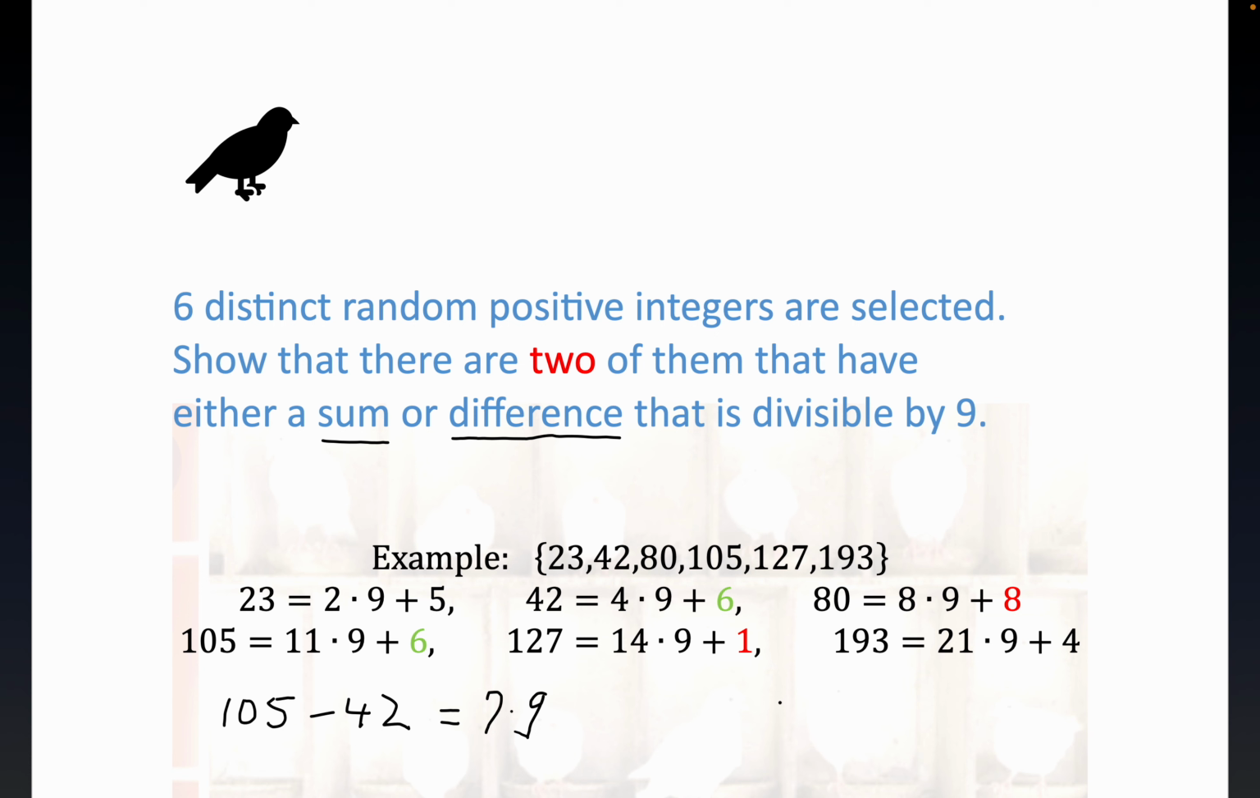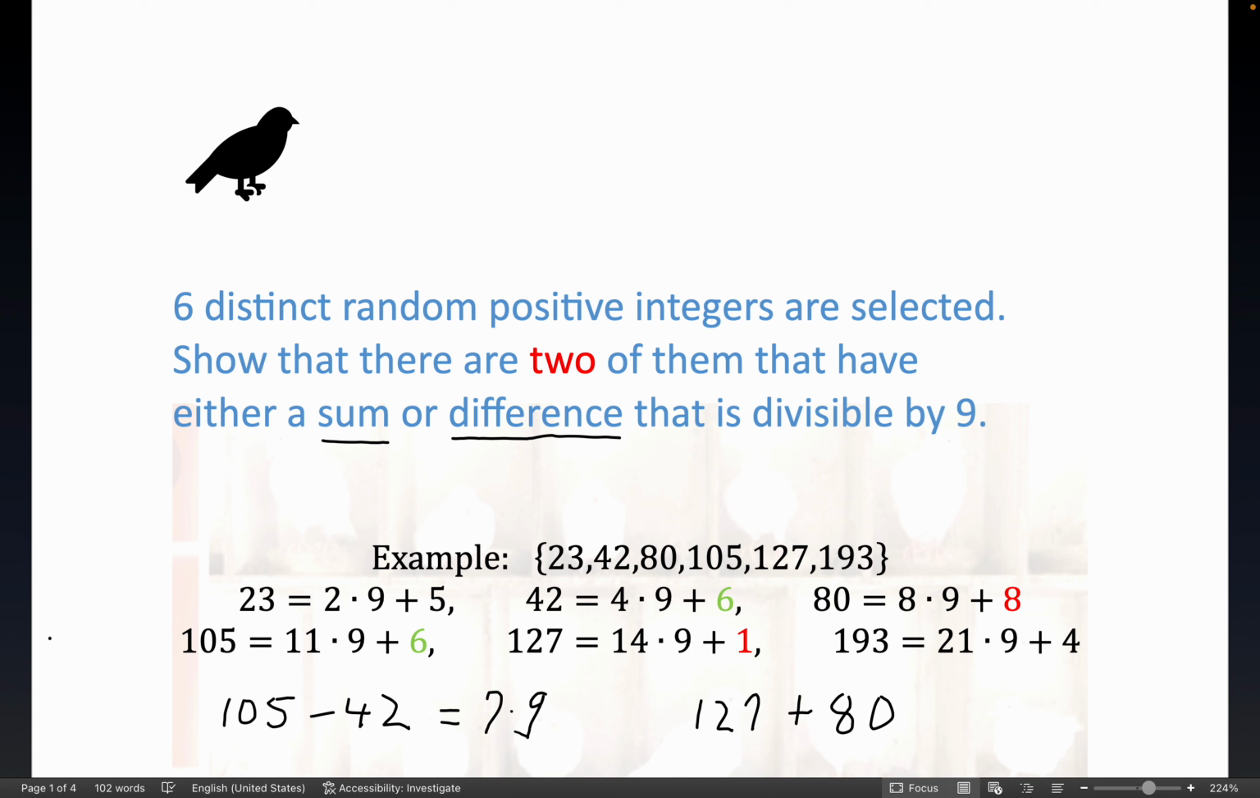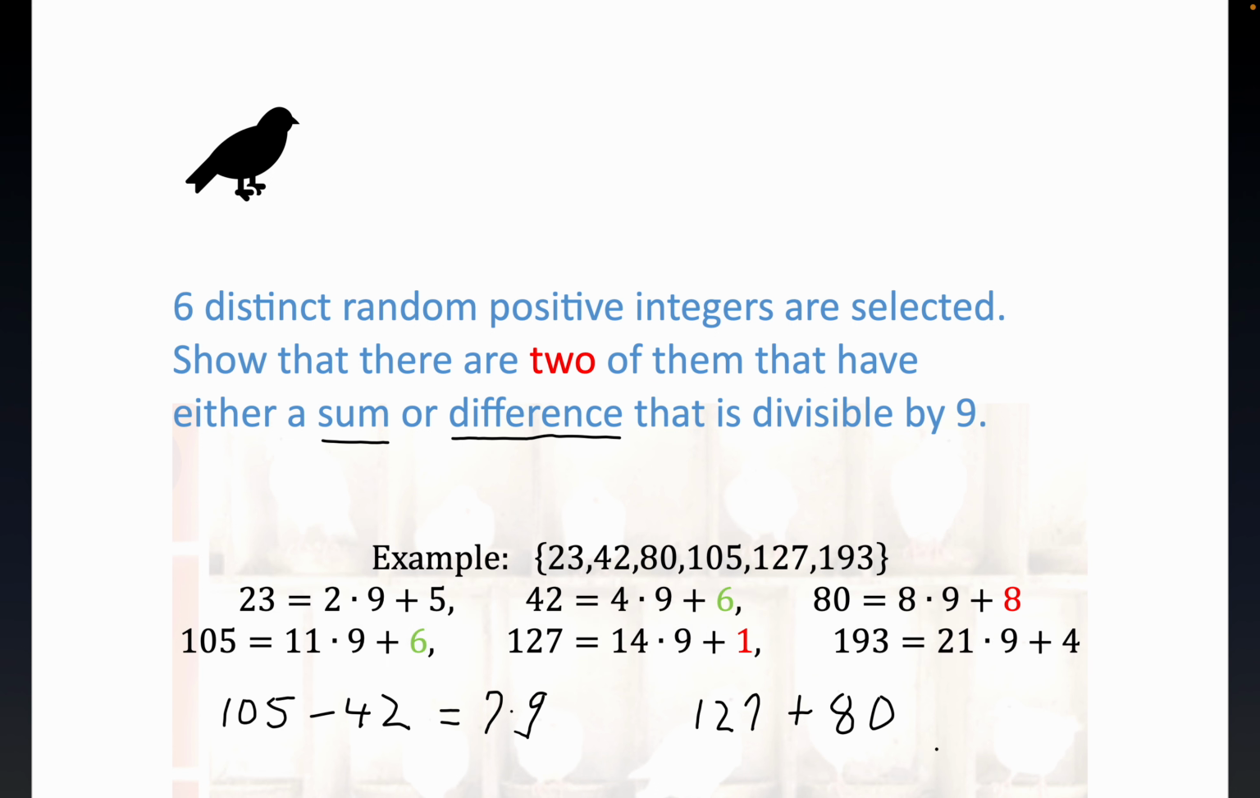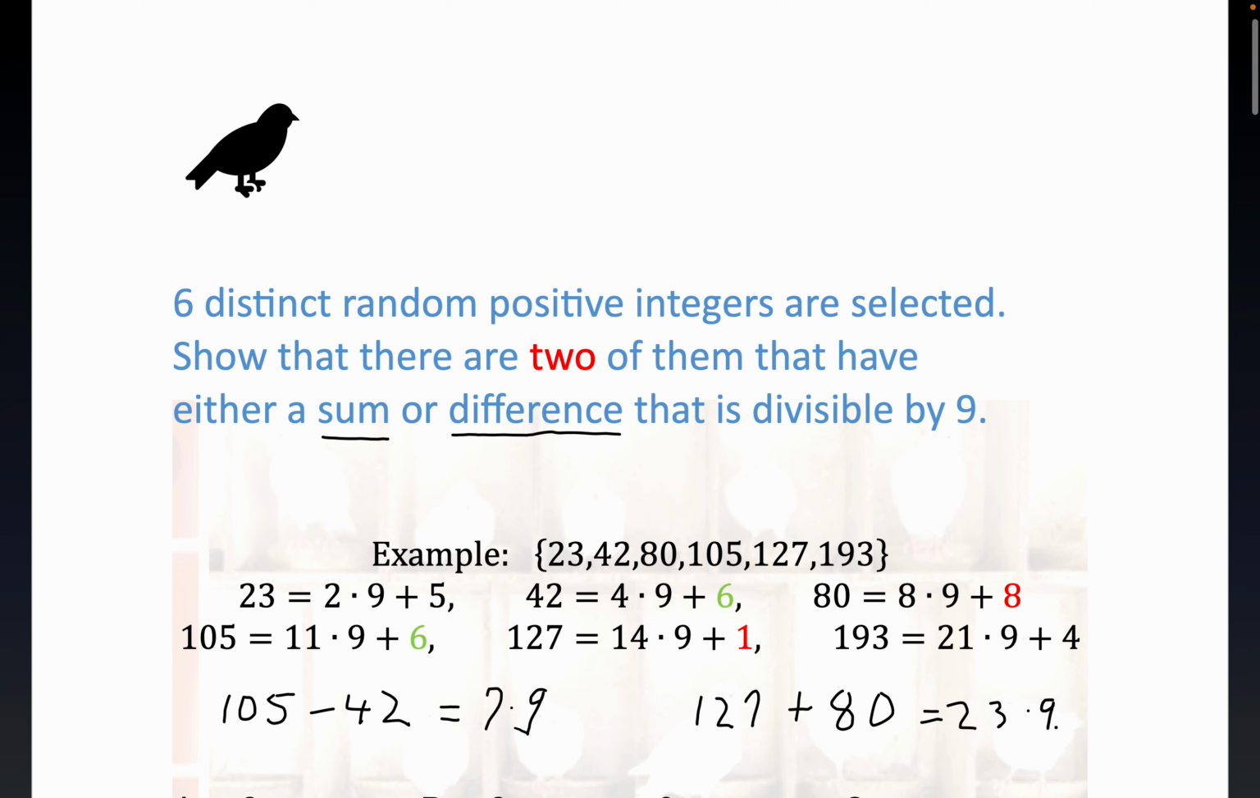Now, it turns out also, if you look at 127 plus 80, we're talking about the sum operation. Now you see here, the difference is this one right here. The sum is this one right here. And you can see that 8 plus 1 adds up to 9. But also we have 8 and 14. So that would be 22 plus 1. So this would be equal to 23 times 9. Okay? And again, folks, hopefully you see 8 plus 1 is 9. We have 14 plus 8 is 22, but we have another 9, so that's 23 times 9. So in both cases, we get multiples of 9, and we have a sum and a difference. We're just trying to show there's at least one instance of this type of thing occurring. Here we had 2 instances of it occurring.